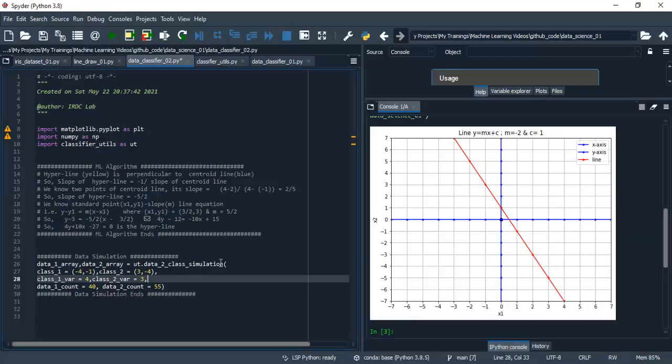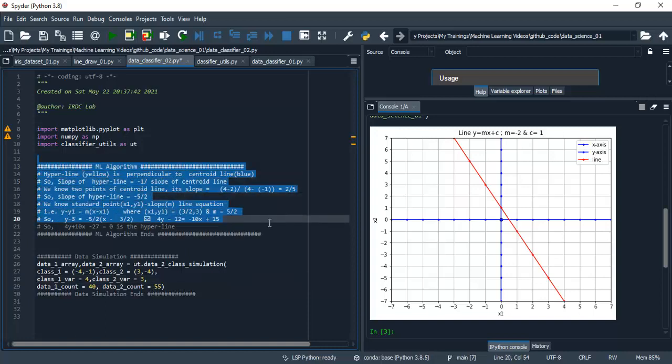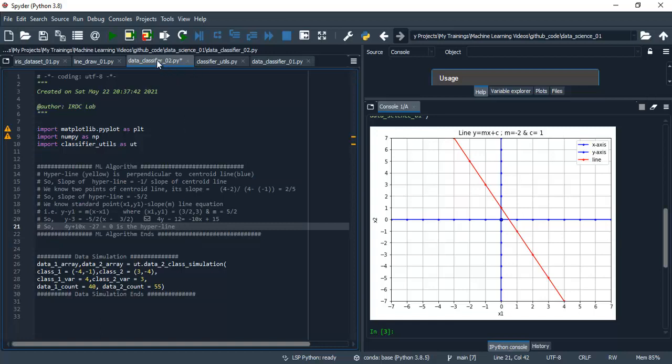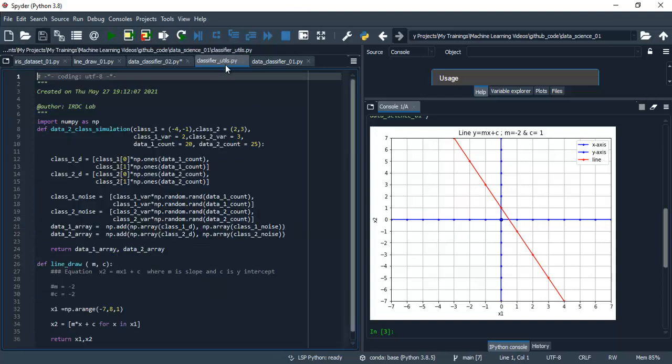Okay, so now we will see how to implement the machine learning algorithm. I think that machine learning algorithm we have already seen in the last video. So that algorithm is nothing but this one. I have just copied it here and put that in a comment. We have this file, data classifier underscore 02. It will have the main algorithms, and if it needs some utility functions, they are in the classifier underscore utils.